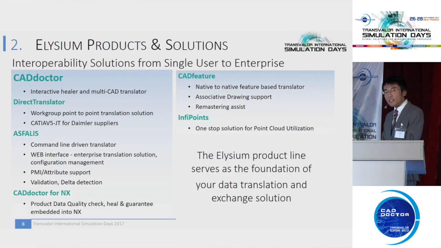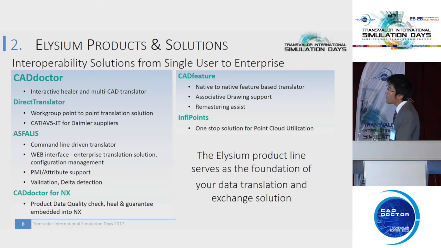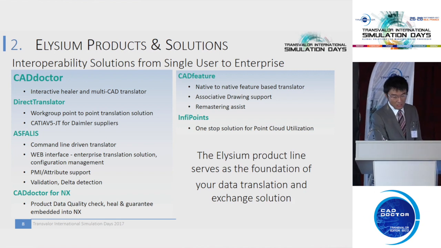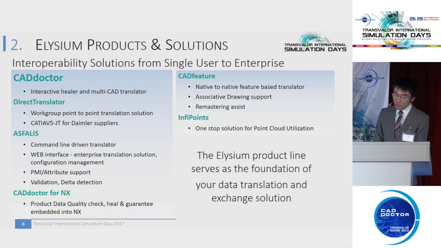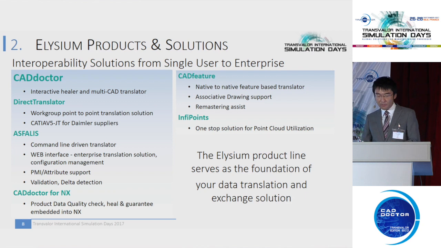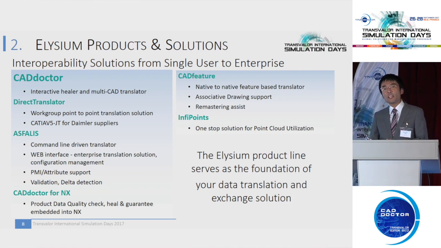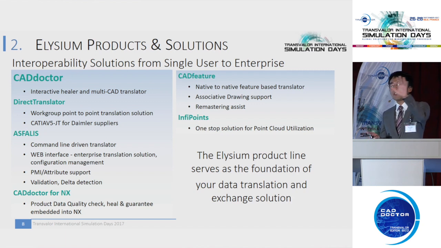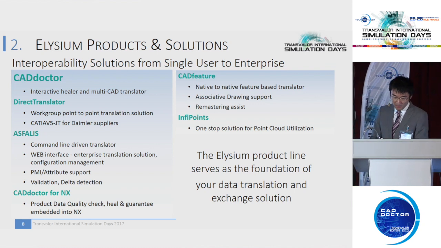And the next slide is the product lineup of what Elysium has. But before explaining the details of the product lineup, let me introduce our mission. We are saying Elysium is a provider of 3D data interoperability. Interoperability means that if there is 3D data, then by using our technology, you can connect it everywhere else, from CAD, CAE, CAM, or digital mockup, and so on. So that is our mission, right?